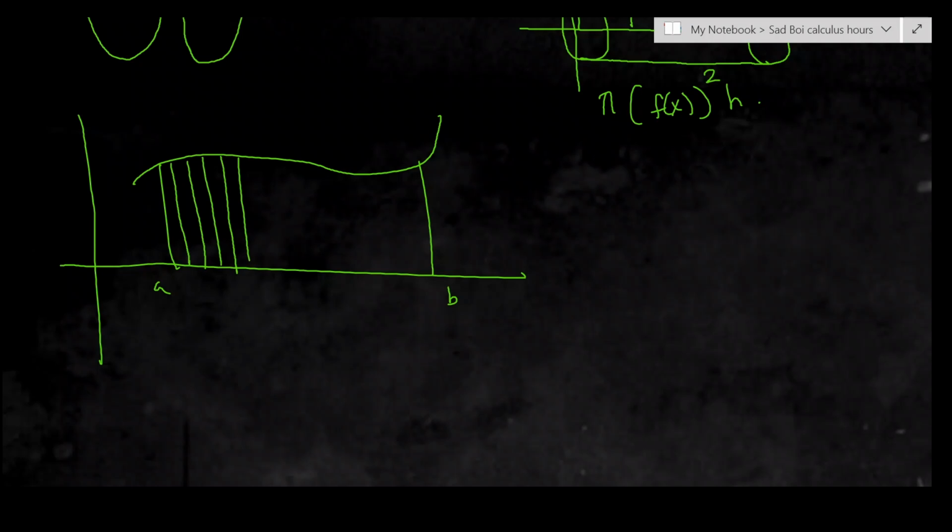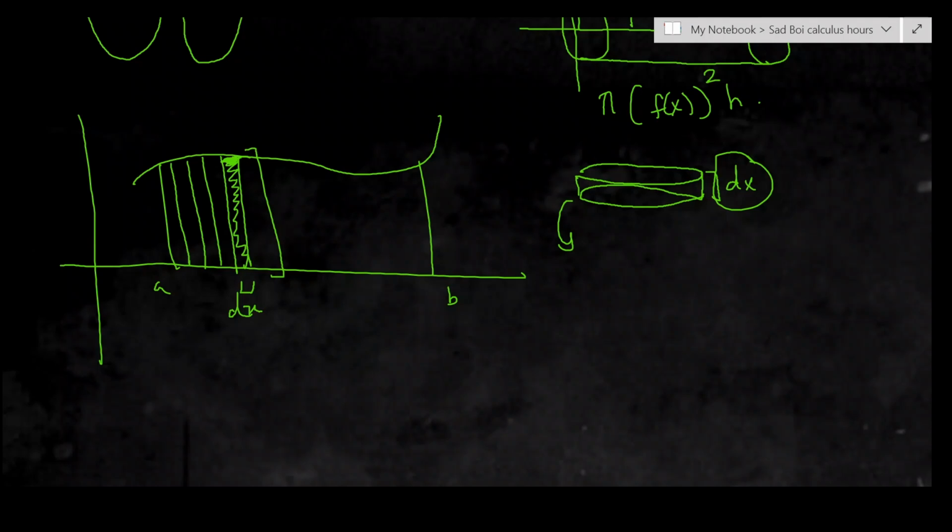So what we do is we divide this into segments having a very small width, that is dx. We consider these segments to be revolving around the x-axis, and when they revolve around the x-axis, they generate a cylinder. The cylinder has height dx, that is, a very small height. So how can we calculate the volume of this cylinder?